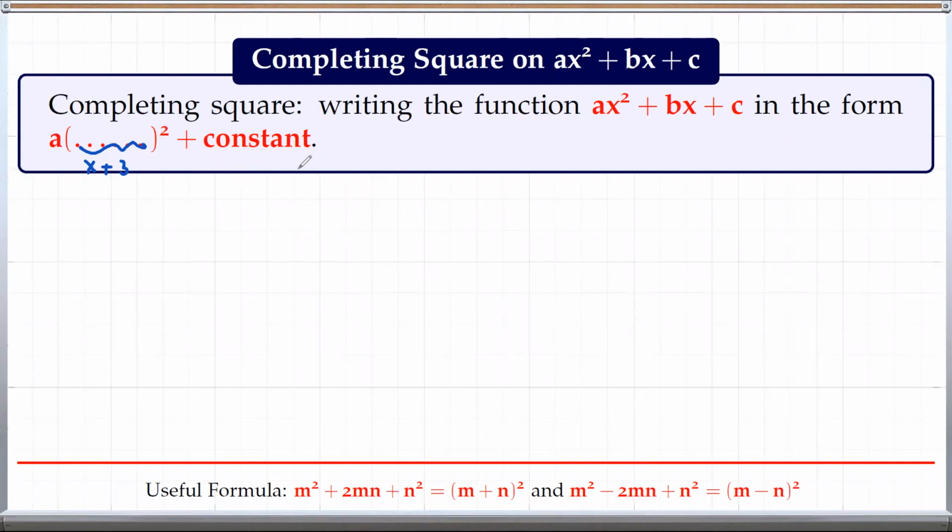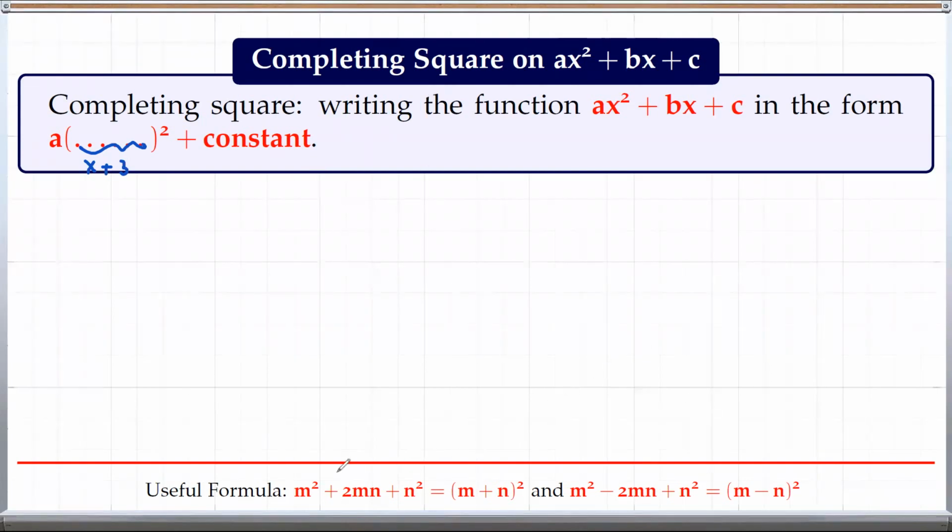If we can write in this format, it will be very useful in solving quadratic equations. In our next videos, we will look at how we can use this format to solve equations. But in this video, we will just look at how we can complete squares.